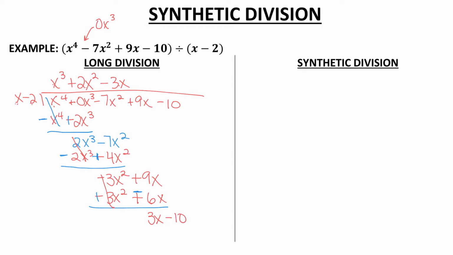So 3x divided by x is 3. So I'm going to put a plus 3 here, and then 3 times x is 3x, and 3 times a negative 2 gives you negative 6. So when I draw my line and change my signs, these cancel. This gives me a remainder of negative 4. I know that that's my remainder because I don't have anything else to bring down. So you would write it as plus negative 4 divided by x minus 2.